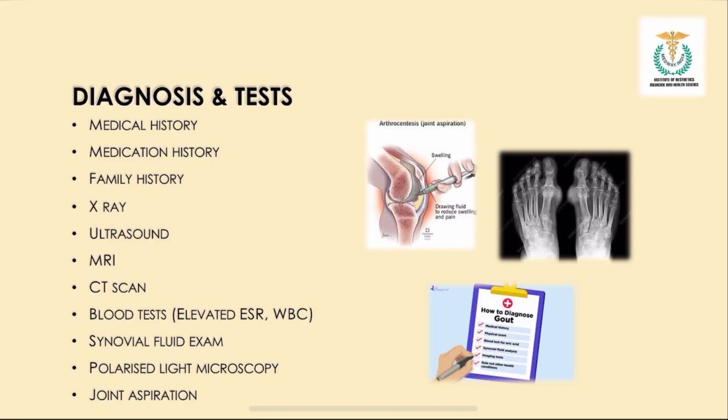Next one is X-ray. Imaging techniques include X-ray, ultrasound, MRI, and CT scan. In the blood test, elevated ESR and elevated WBC can be seen, and the blood test is mainly advised to measure the uric acid in our blood. Then there is the synovial fluid exam, polarized light microscopy, and joint aspiration.